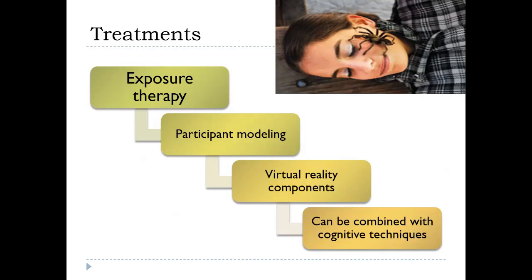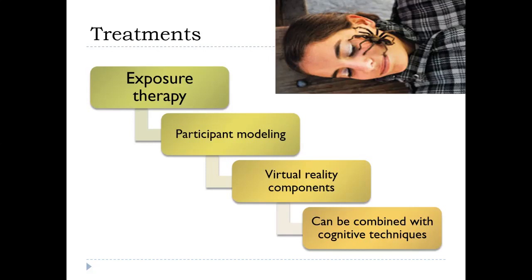Exposure therapy can involve participant modeling, meaning the therapist is probably going to model for you how to be brave and not scared in front of the phobic stimulus. So observational learning can work both ways. You can learn to be afraid of something by watching someone else be afraid. You can also learn to not be so fearful by watching somebody confidently handle whatever the phobic stimulus is.